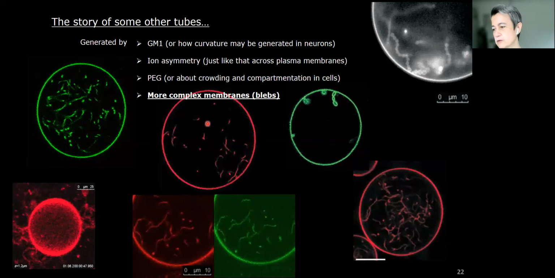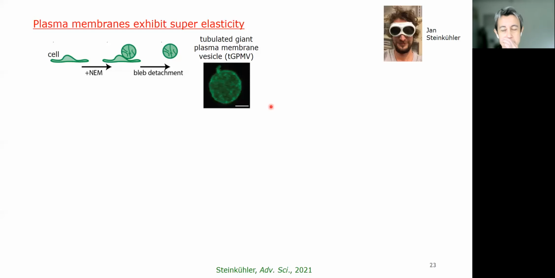The last story that I want to tell you about is about more complex membranes, or blebs, and this is work done by Jan Steinkühler, which just came out in Advanced Science. So what Jan did is to create blebs, or giant plasma membrane vesicles, by exposing the cells to N-ethylmaleimide, which is a conventional chemical to induce blebbing.